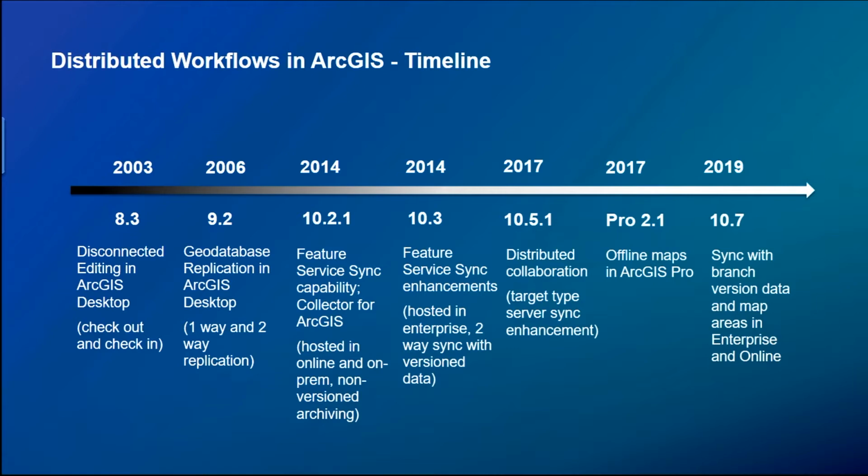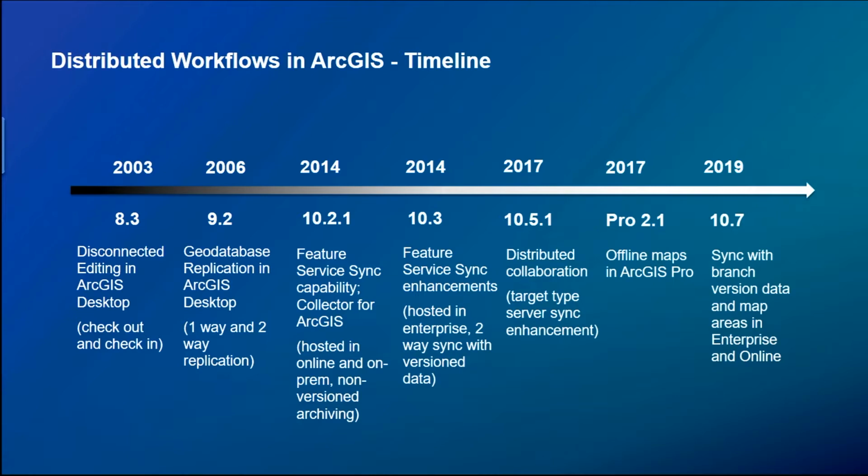But then in 2014, with the release of 10.2.1, we released the feature service sync capability, and along with it, we released Collector for ArcGIS. And together, you were then able to take feature service published data offline in the field on a mobile device and sync it. Now, in addition to that, we also supported sync on hosted feature services, hosted feature layers, as well as feature services running on top of your enterprise geodatabase.